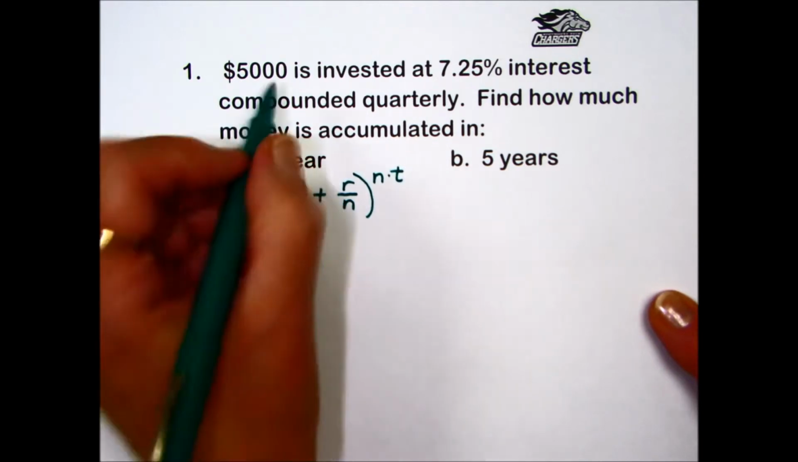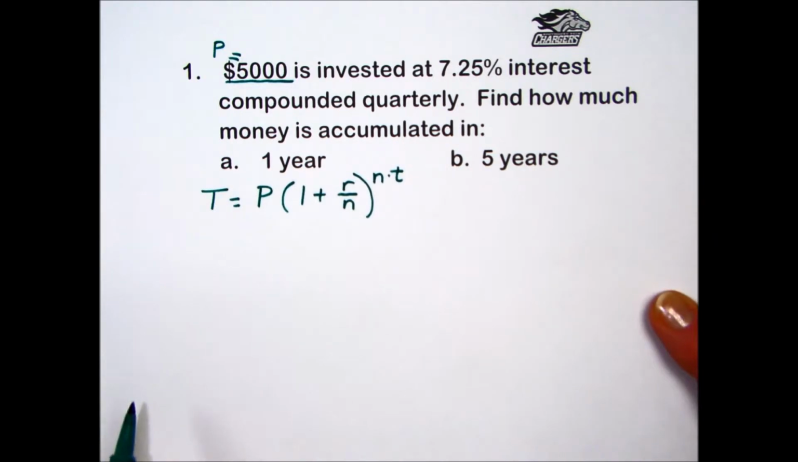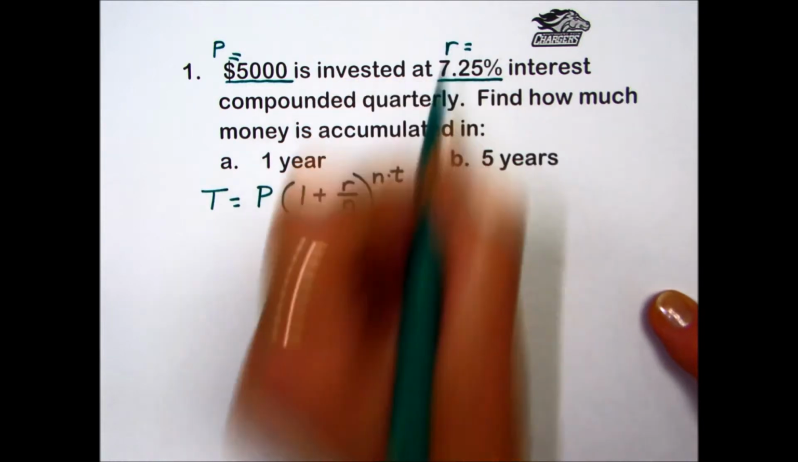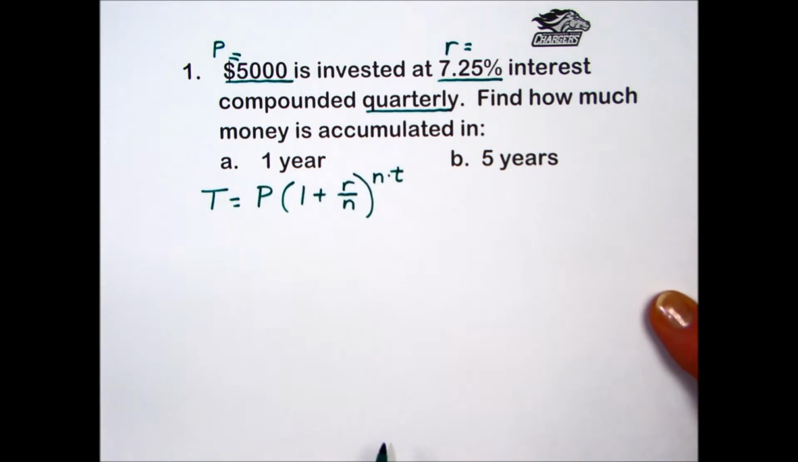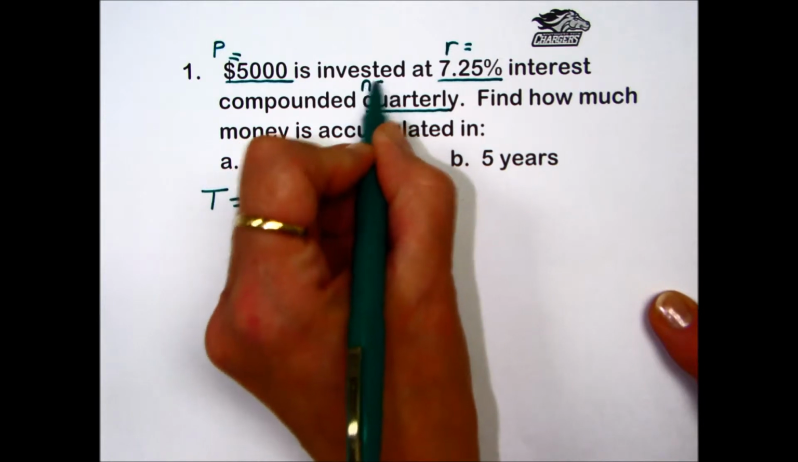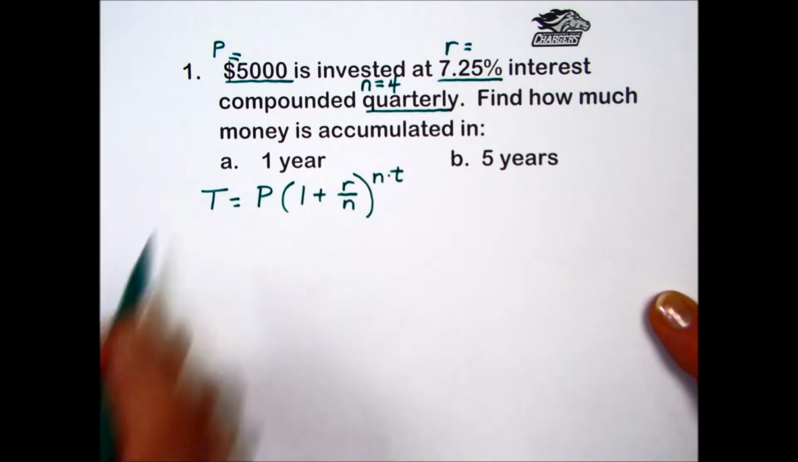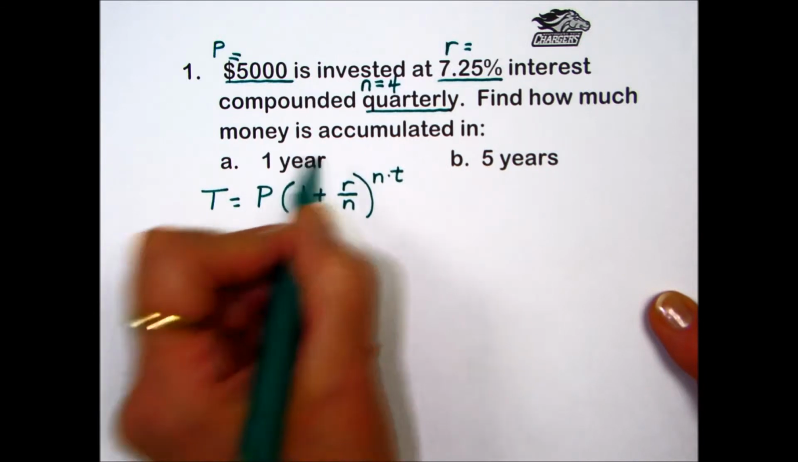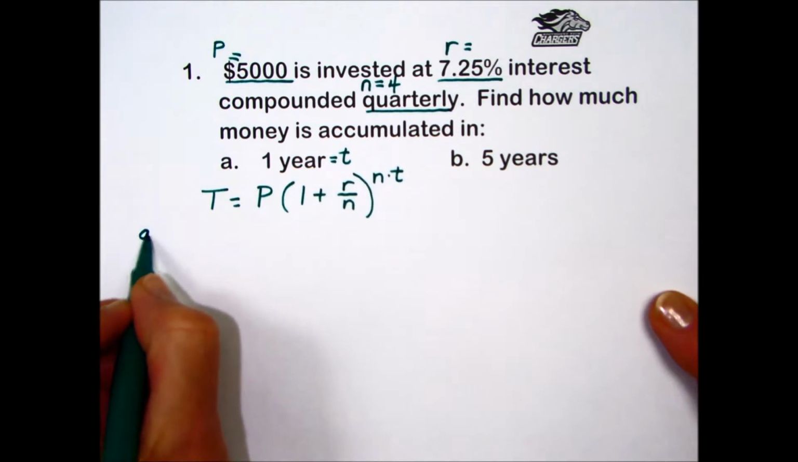So for this problem, we have $5,000 being invested. That's our principal. The 7.25% is our interest rate. It tells us that this account is compounding quarterly. Since there are 4 quarters in a year, we're going to use n equal to 4. And part A says, what is that total balance after 1 year? That will be our t for this first part of the problem.